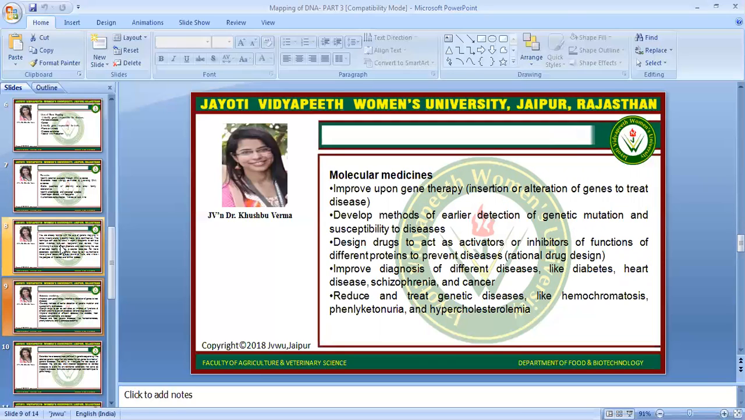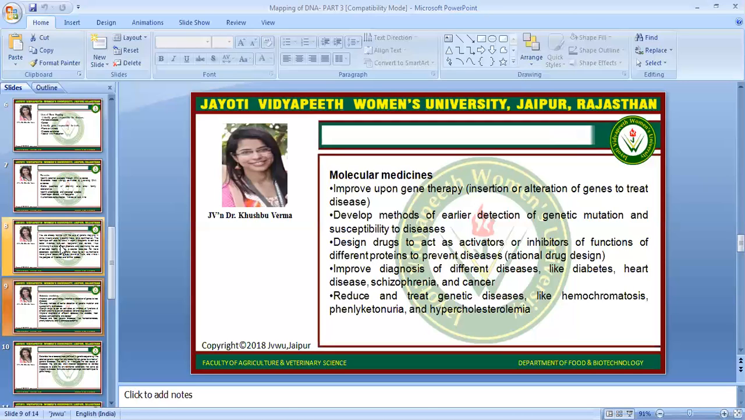If we discuss the use of gene mapping in molecular medicine, it helps to improve gene therapy, meaning gene insertion or alteration to treat diseases, and to develop methods of earlier detection of genetic mutation and susceptibility to diseases. It can help design drugs to act as an activator or inhibitor of the functions of different proteins to prevent diseases, like rational drug design. And it helps improve diagnosis of different diseases such as diabetes, heart disease, schizophrenia, and cancer.